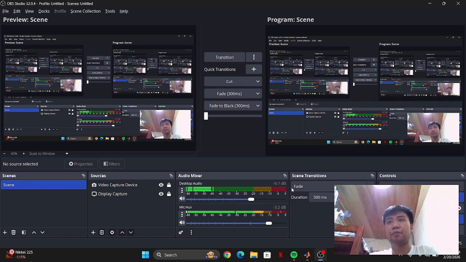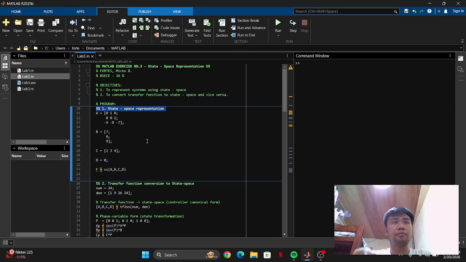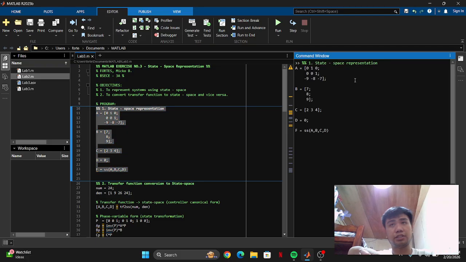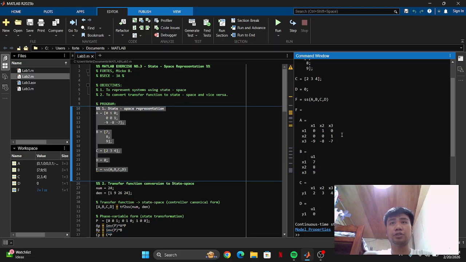Good day. In this laboratory activity, I work on representing dynamic systems using state space form and converting them into and from transfer function form using MATLAB. On the first part, the state space representation, I defined the matrices A, B, C, and D, and used F = ss(A, B, C, D). After defining these matrices, this created a continuous time state space model, and MATLAB displayed these dimensions.